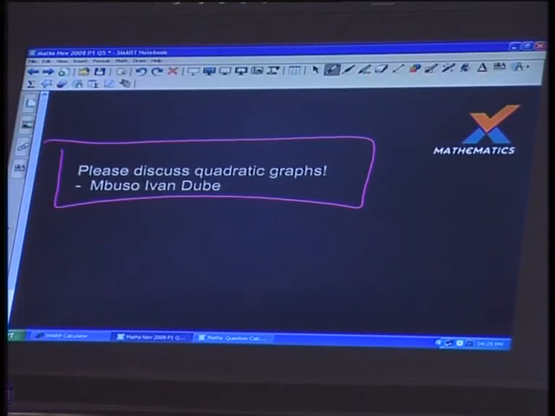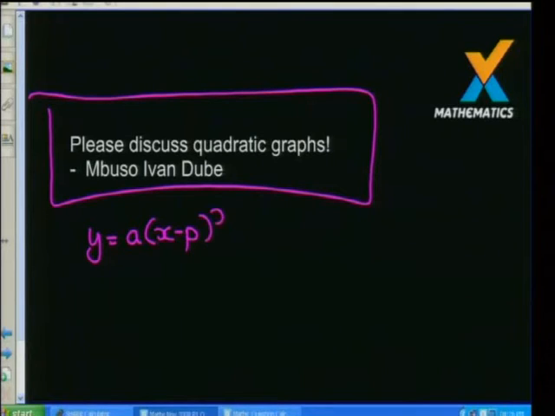Okay, so let's go to the next page, and this is where the question came from. Busisiwe Ivan Dube sent us in, please discuss quadratic graphs. Now, hopefully, at this stage, you understand how to use the format y equals a, x minus p all squared plus q. So let's talk now about the format y equals ax squared plus bx plus c.